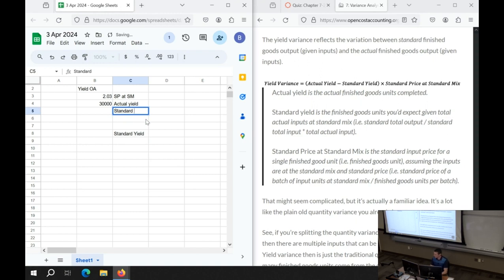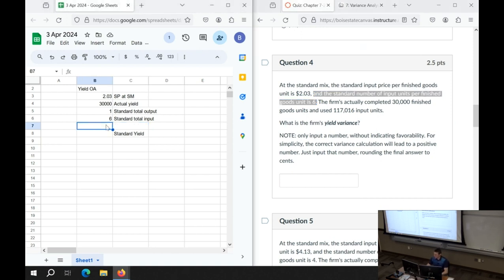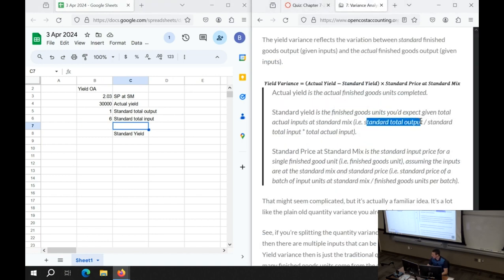So standard total output. I can put it in the terminology I use in the book here like this. 1 finished goods unit, standard total input. And I think most of the problems are phrased, when they give you this kind of information, as 1 finished goods unit per this number of input units. I think that's how they're usually phrased. All right, so the textbook here says we should take that 1 finished goods unit over the 6 standard input units and multiply that by the total actual input.